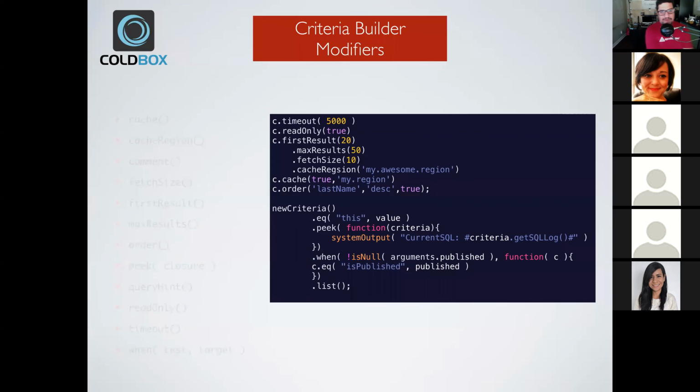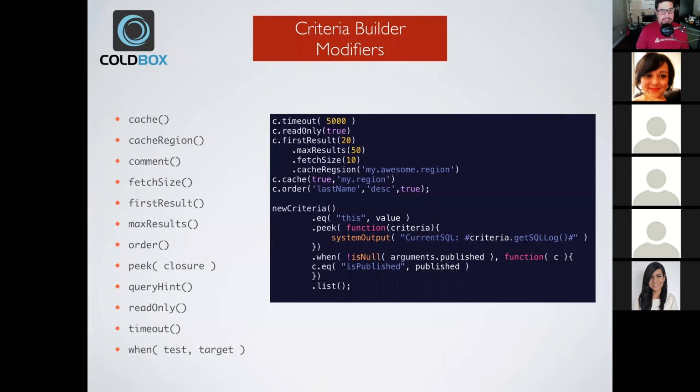The criteria builder modifiers, we've increased them a lot in 2.0. We've added now the ability for you to actually cache specific criteria and even choose a region within your secondary cache for these. We also added the ability for you to do comments. The comments actually allow you to produce inline comments. So when this is actually produced in your SQL log, you will see your comments there in the order that you put them. We also added the fetch size for the selection operations, offsets, max results, ordering, and our favorite for the CB2 is peek.